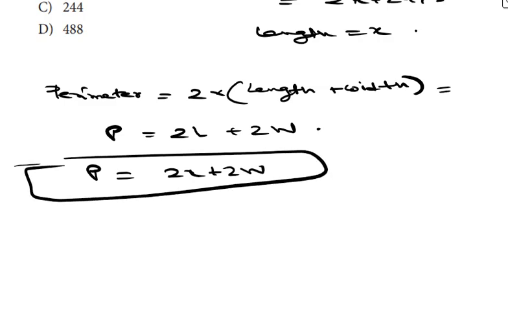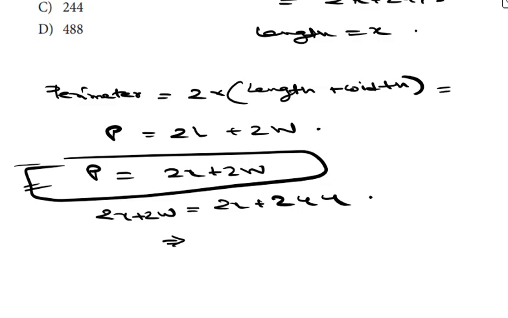Okay, now compare with the given function. From the question, perimeter is 2x plus 244. Now from the formula, perimeter is 2x plus 2w. Okay, now compare both the expressions carefully. So 2x plus 2w is equal to 2x plus 244.